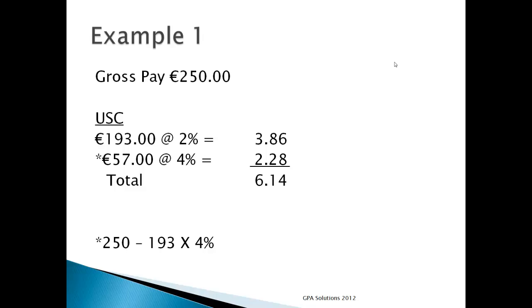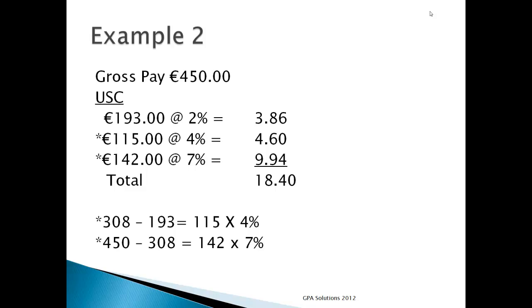So just working off our tables, the first €193 is going to be liable to 2%, and the balance of the pay, up to and including €308, will be 4%. This is got by subtracting the €193 cut-off from the €250, which is 57, liable to 4%, giving a total USC charge for this particular week of €6.14.